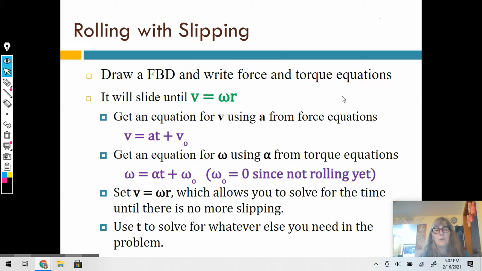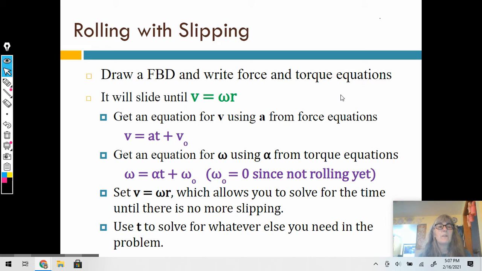I've only seen a problem like this on the AP exam once in all of the history of APC, which is a long time. So this isn't something that I would completely stress out about, but on the other hand, I really want you to see it just in case. It's not really all that hard.